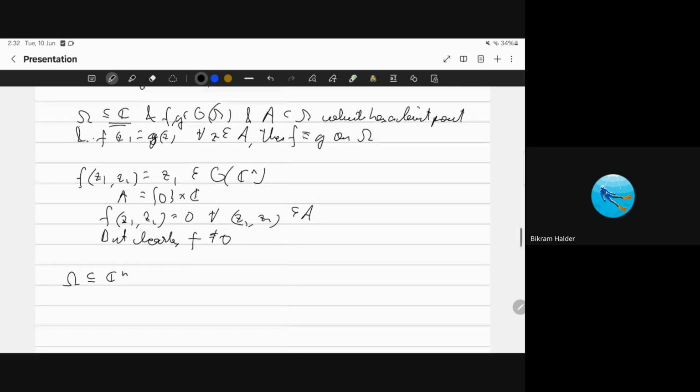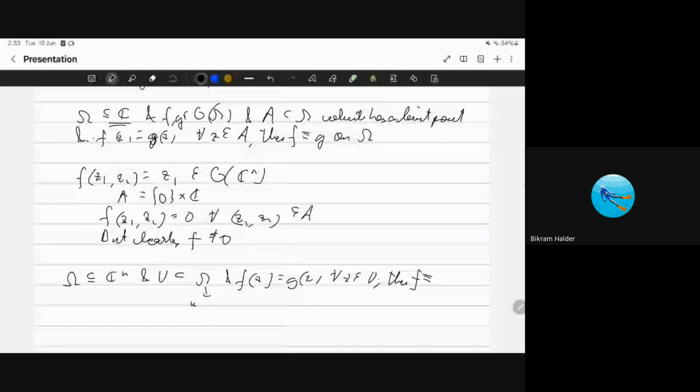If omega is a subset of Cn and U is an open subset in omega, and f(z) is equal to g(z) for all z belonging to the open subset, then f is identically equal to g. Of course, omega should be connected. So then f is identically equal to g on omega, right?